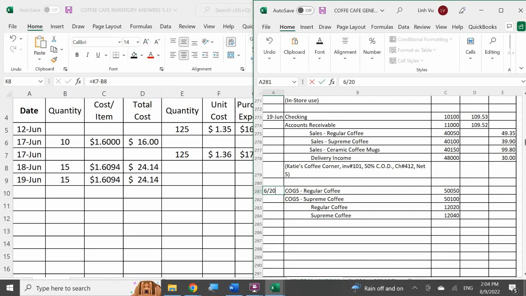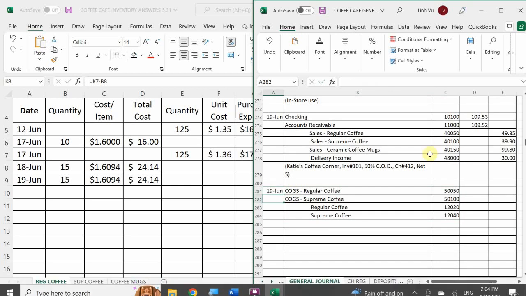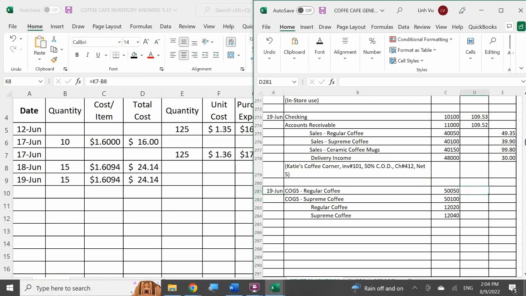Yes. For 24.14 for the first one and 18 for the second one. And that's what we took out from our inventory.